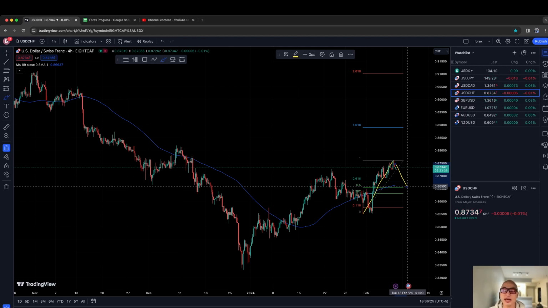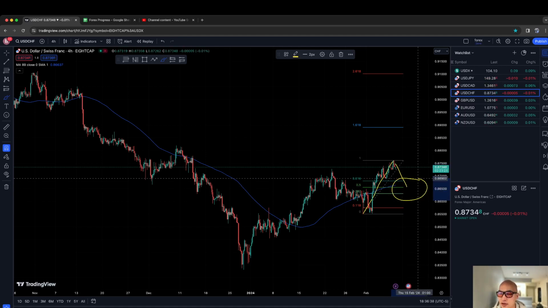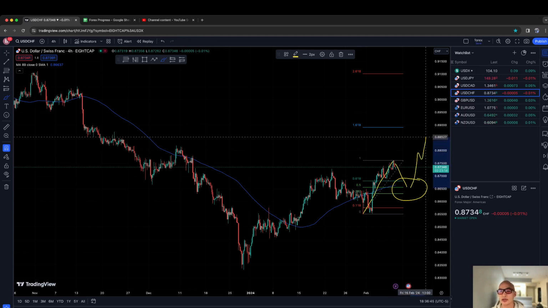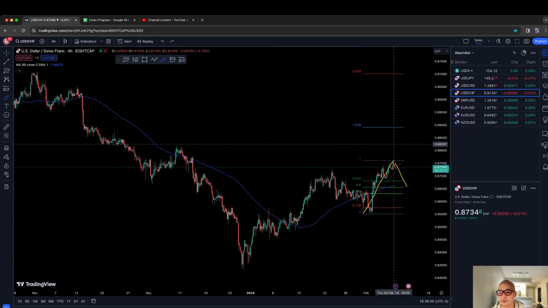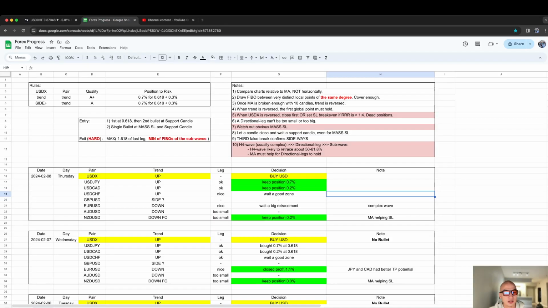For me, I don't have any additional bullets or positions to risk, but if you guys are looking for opportunities to trade, I would recommend buying USD Schweizer franc, letting it retrace into the good zone around here, then buying. It usually goes like this and hits the Fibonacci extension. USD Schweizer franc trend is up, leg size is nice, meaning not too big, not too small. It's likely to demonstrate Fibonacci extension. Our decision is to wait for a good zone.